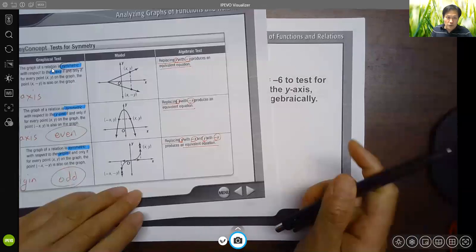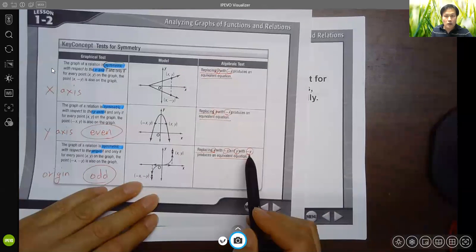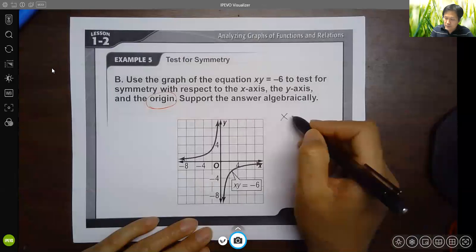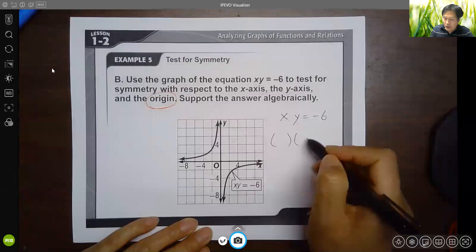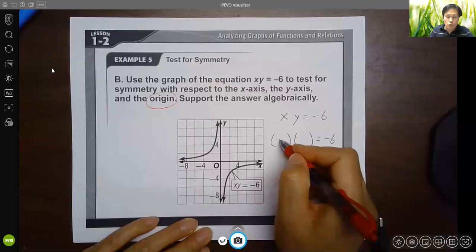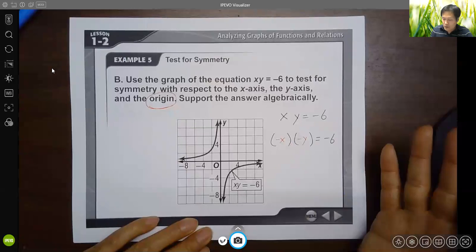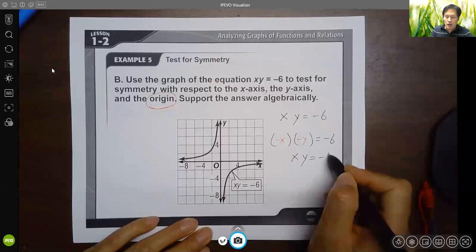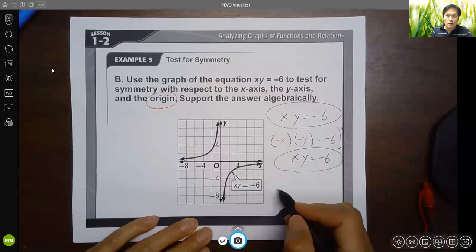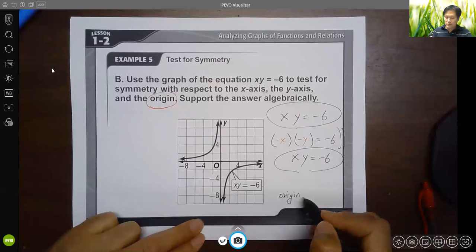Okay, how do we support that answer algebraically? Replace x with minus x, replace y with minus y. If the equation is exactly the same, then that's how you do it. Replace x with what? Minus x. Replace y with what? Minus y. Well, minus times minus is positive, so it becomes xy equal to minus 6. This is exactly the same as the original. So we say symmetric over origin. That's the answer.